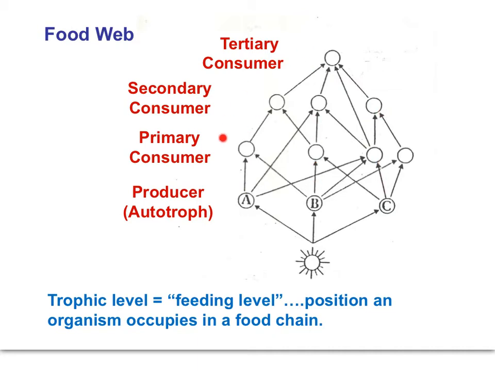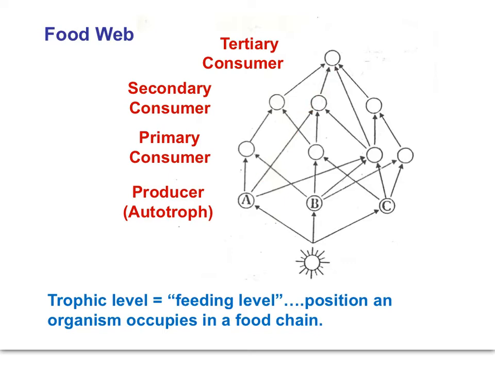A food web as a model of feeding relationships better displays the complexity of an ecosystem than does a food chain. For example, many species feed at more than one trophic level. For example, the species here is a third level consumer along this chain, but a second level consumer along this chain.